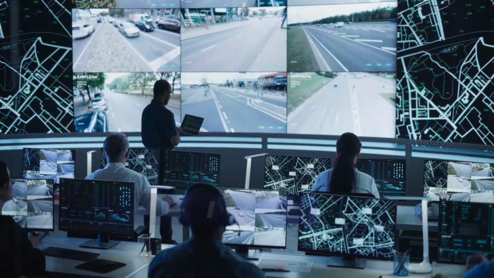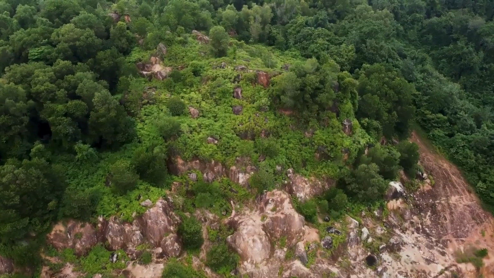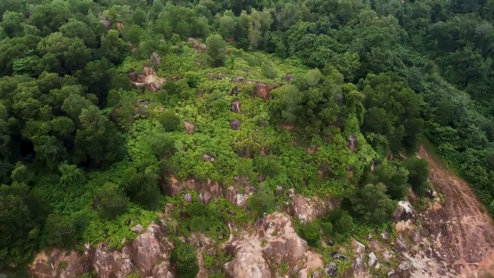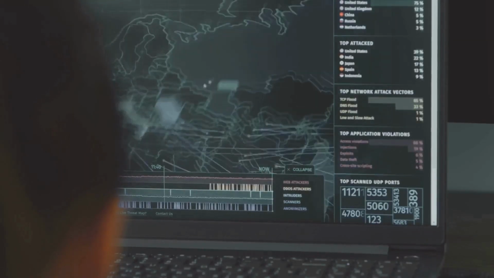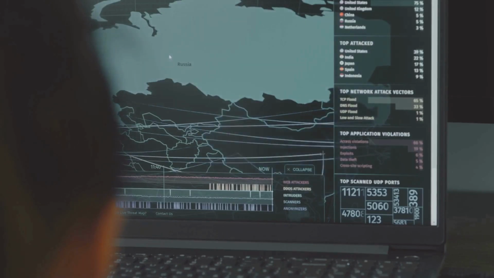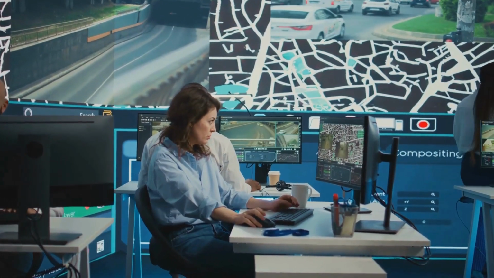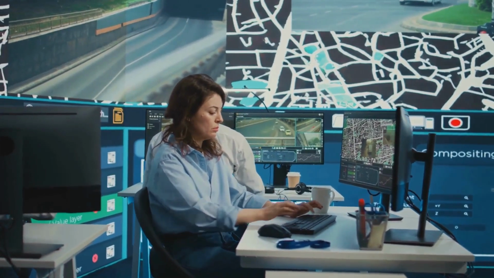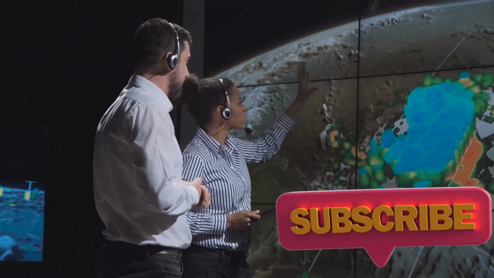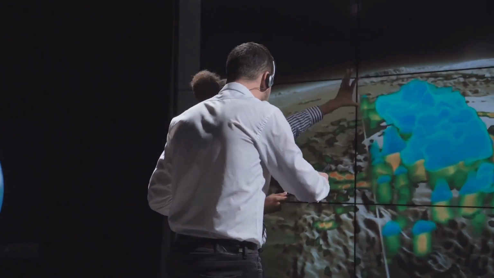Imagine a world where we could predict traffic jams before they even begin, or spot deforestation happening in real time. This is the power of combining geographic information systems and artificial intelligence. GIS and AI are two powerful technologies, each revolutionizing their respective fields. But when brought together, they create a synergy that is transforming how we understand and interact with our world.